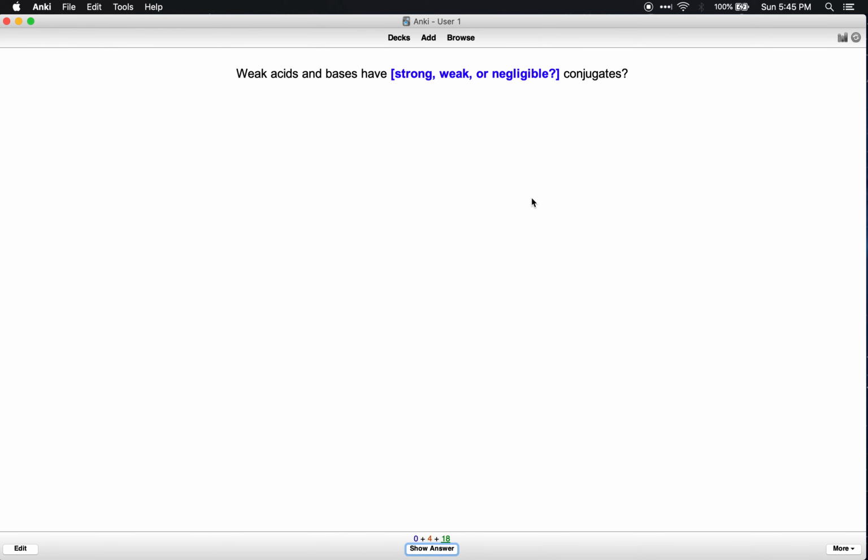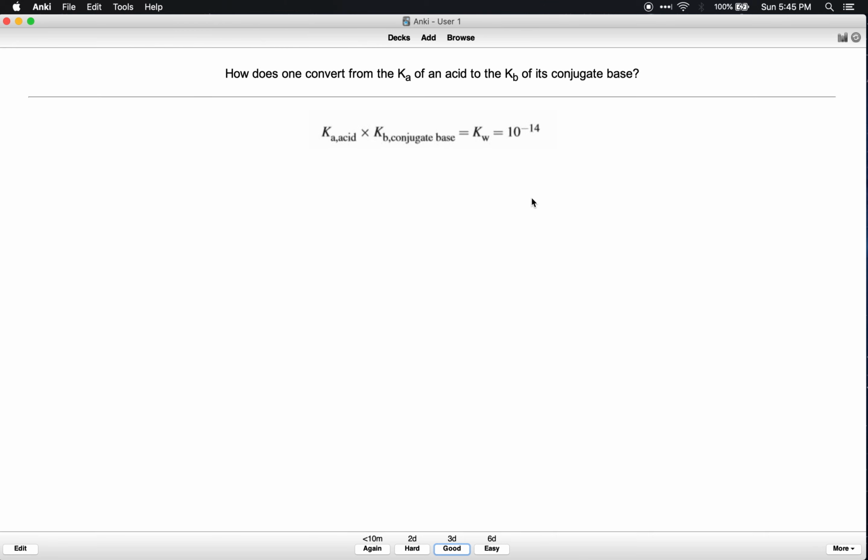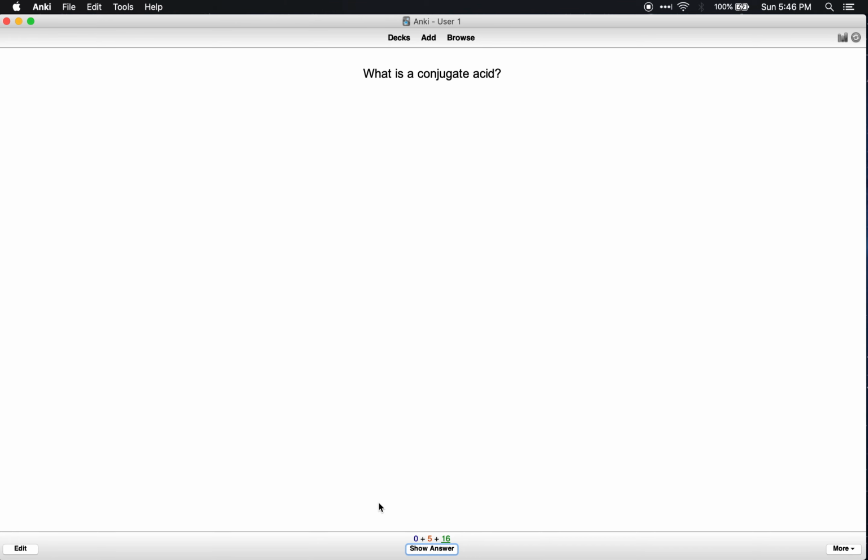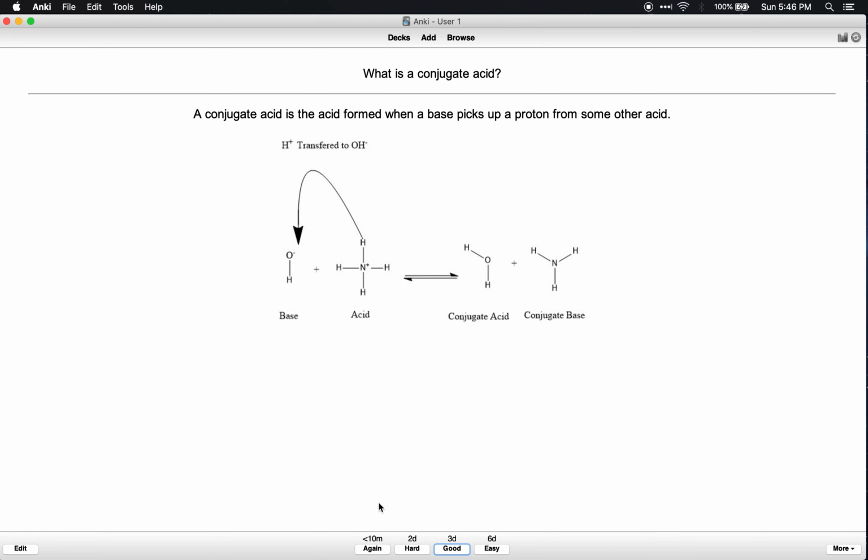Weak acids and bases have weak conjugates. Ka times Kb equals Kw, which is the water autoionization constant of 1 times 10 to the negative 14. It has to be the conjugate base, not just any base. What is a conjugate acid? It forms from the base when it gains a proton.